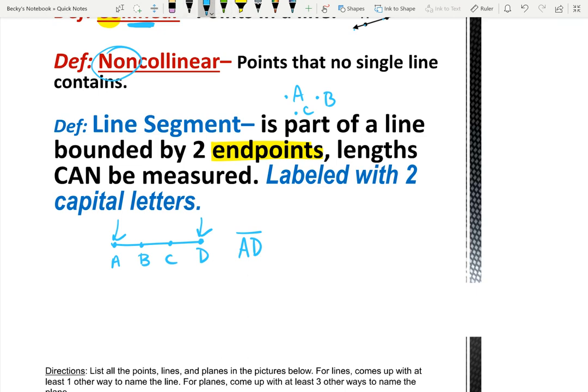Now, if I was looking at this and I just wanted to reference this little bit, you would just use the endpoints. You see this little segment is BC, and oops, I put arrows. Or you can flip it around and say CB. All right, so that's a line segment. It's part of a line. So when you look at this picture, there are actually lots of little segments. So you have a segment here, in the middle, at the end, and then you can combine them like A to C. So you have to start looking at pictures differently.